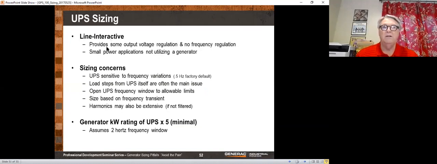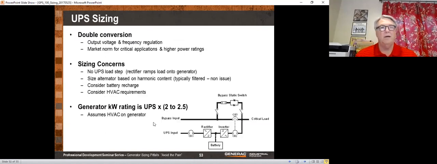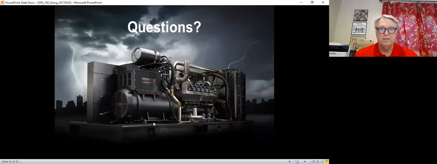Line interactive is not much better. It requires 5 times. So anything significant, we would ask you to go with a double conversion. And here the generator generally needs to be 2 to 2.5 times the size of the UPS, but that 2 to 2.5 times includes powering the UPS and also providing air conditioning and lighting and so on for that room. So that pretty much does it there.